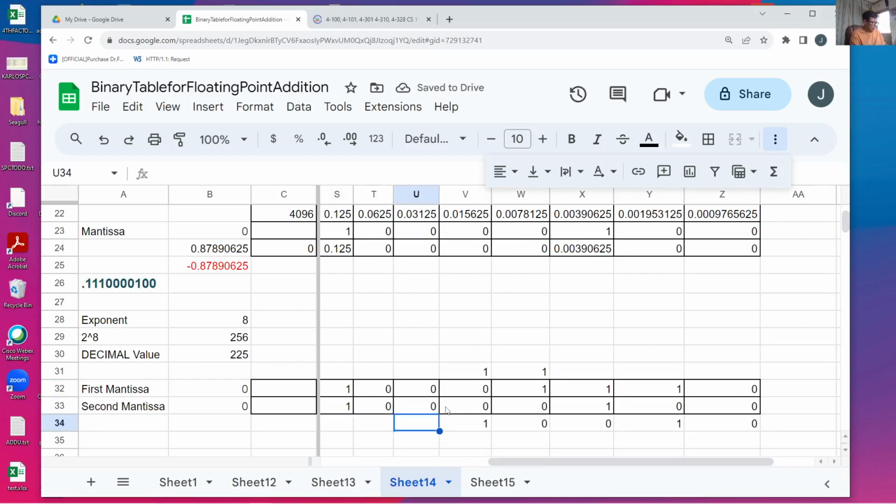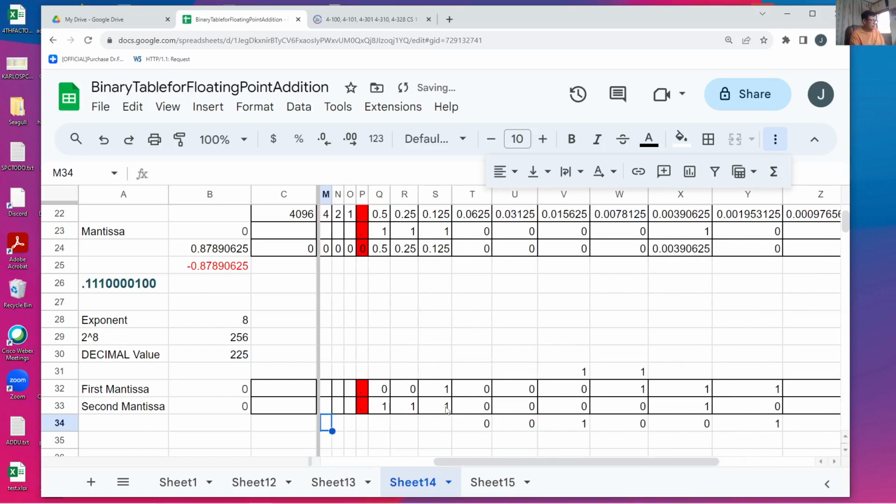Okay, we have 0 plus 0, which is 0. We have another 0 plus 0 is 0. And we will have a 1 plus 1, which is a 0 carry 1. 1 plus 0 plus 1 is another 0 with another carry. 1 plus 0 plus 1 is a 0 with a carry of 1. So we'll have 1 here. And we will copy the decimal.